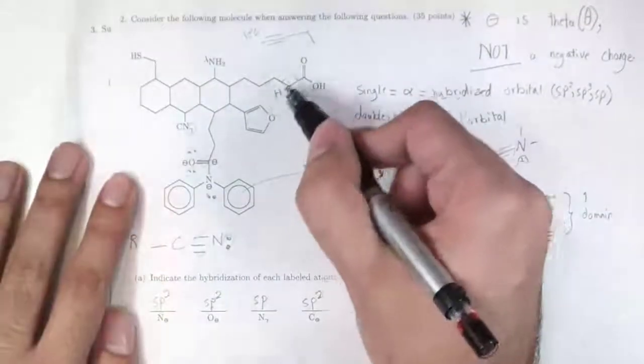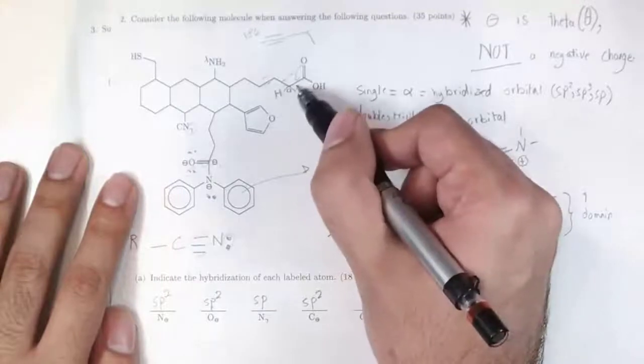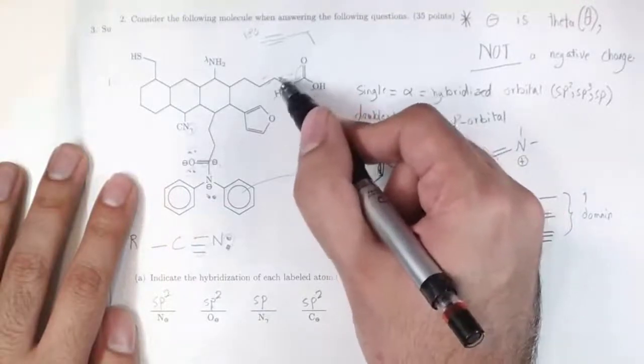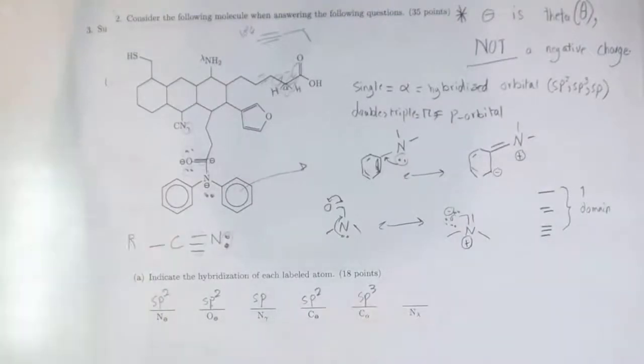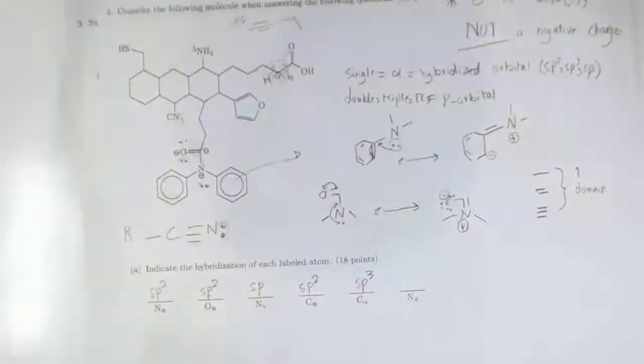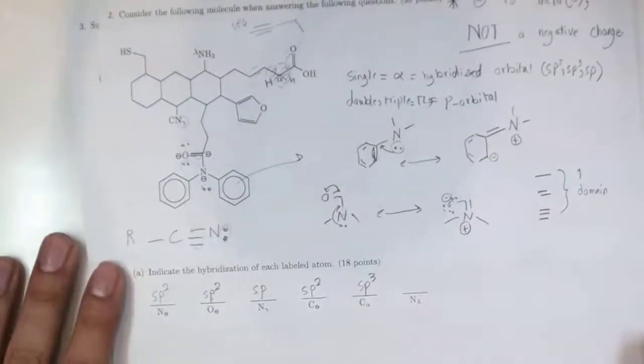Therefore, since I know I can't form any resonance structures, this is 1, this is 2, this is 3, this is 4, so this should be sp3. So this carbon only has 4 single bonds, therefore 4 domains, therefore it has to be sp3.